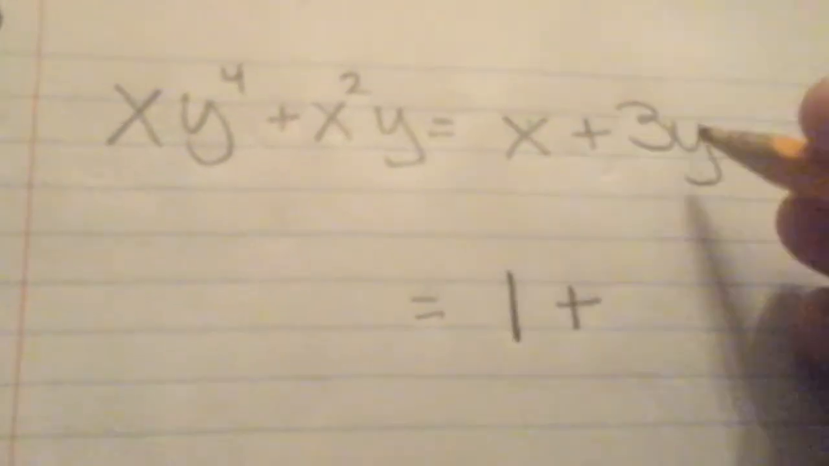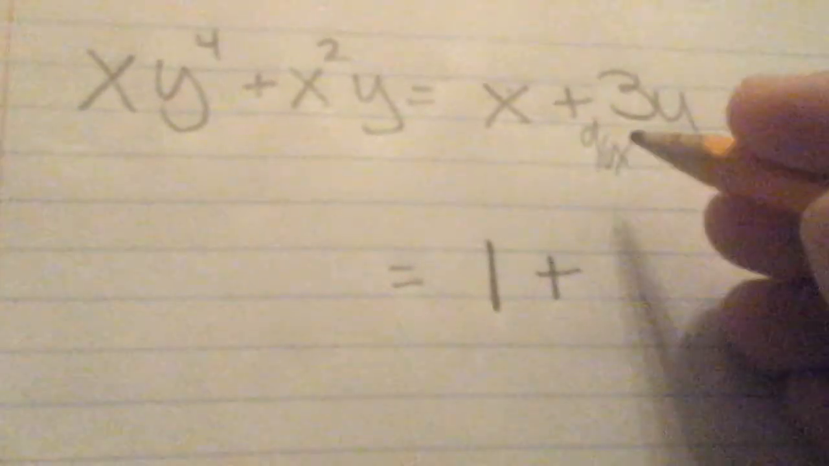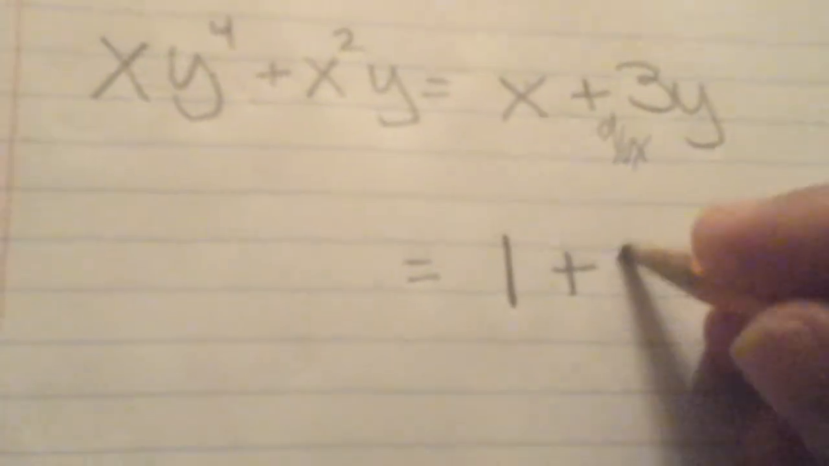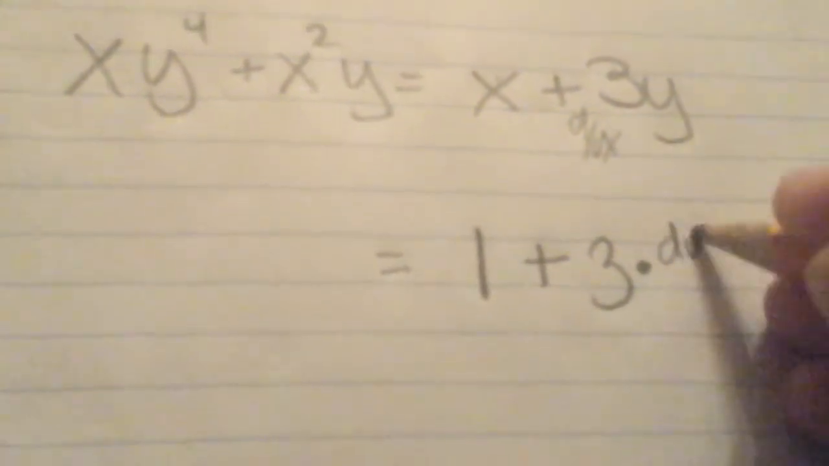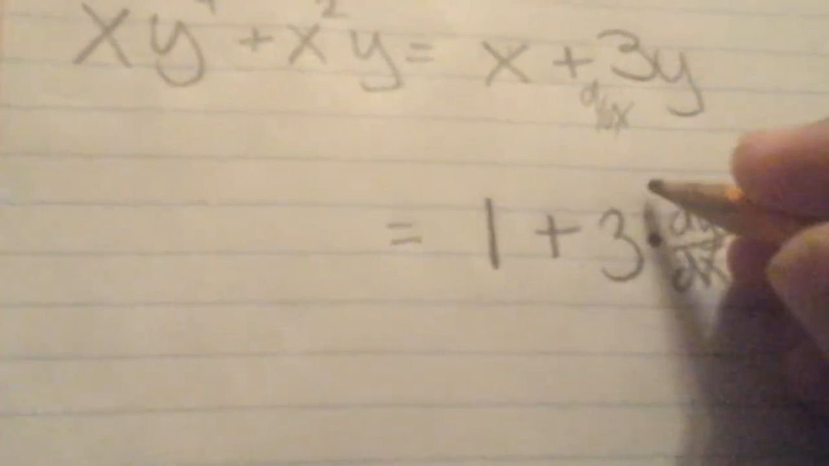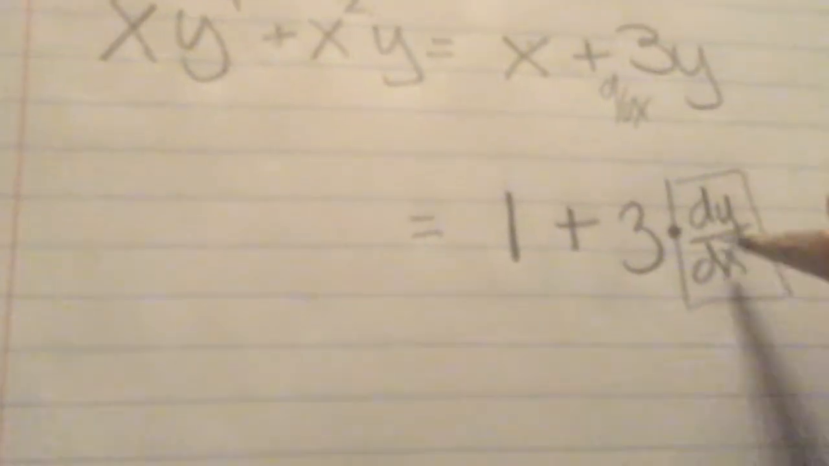That's pretty straightforward. When we derive 3y, we have to understand that we're deriving with respect to x. So the derivative of 3y is 3, but then we have to tack on our dy over dx to keep it in terms of dy dx.